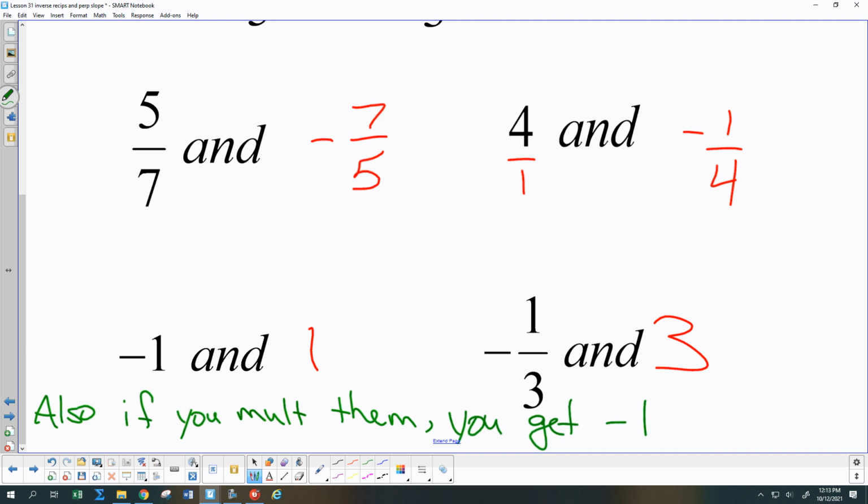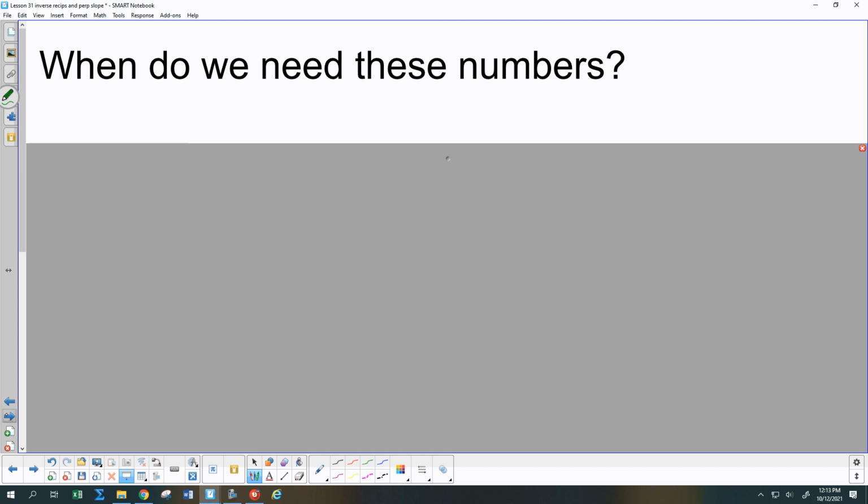So now what I was starting to ask you a moment ago, can you remember any time last year that you needed negative reciprocals? Do you remember any time last year that you took a number and you needed to turn it upside down and take the opposite? There was a special kind of problem that you did some of last year. Just wondering if anybody remembers when that might be. I'll give you a slight hint. It had something to do with certain kinds of lines and their equations.